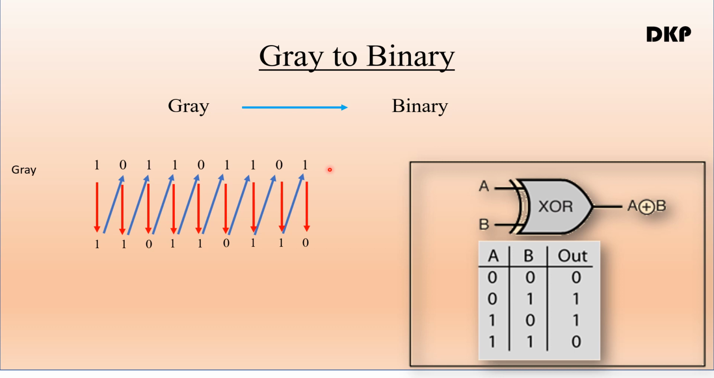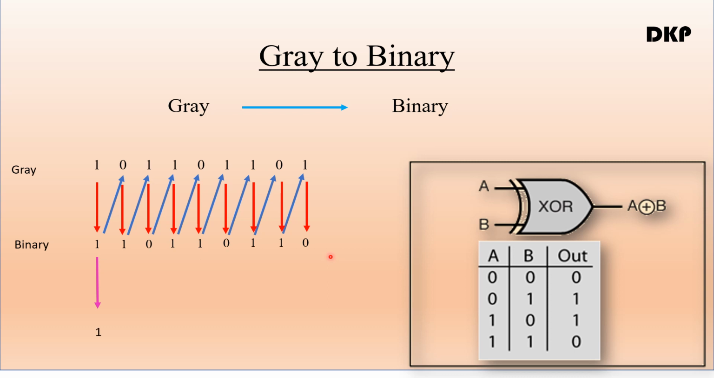This is your gray code 1011011011, and this is the binary equivalent 1101101110. Now we can cross check whether the binary value obtained is correct or not. For that, we can convert this binary back to gray code. So what are the steps that we have to follow?